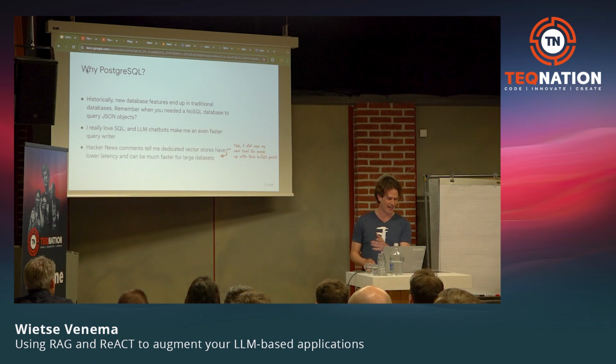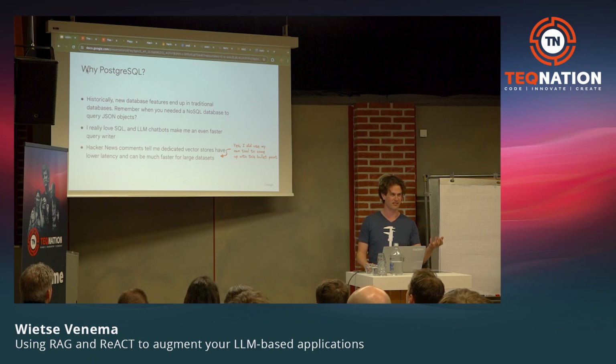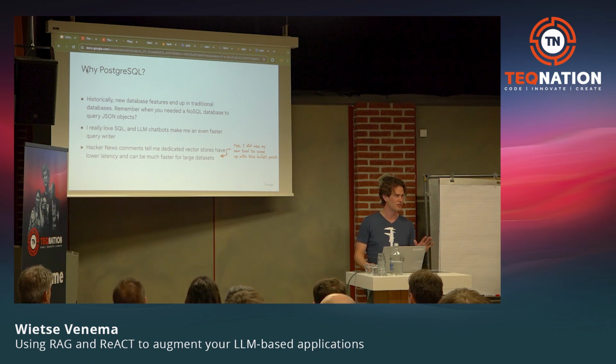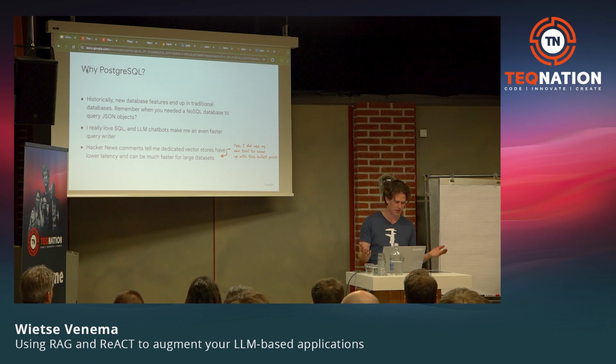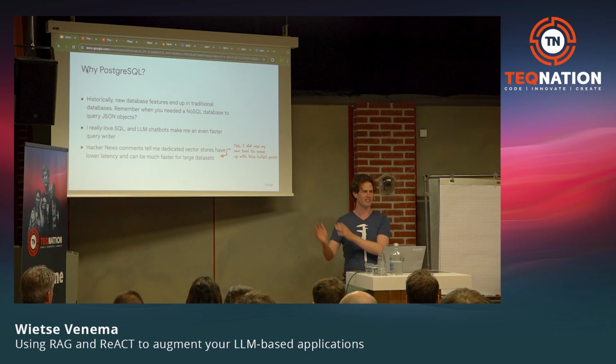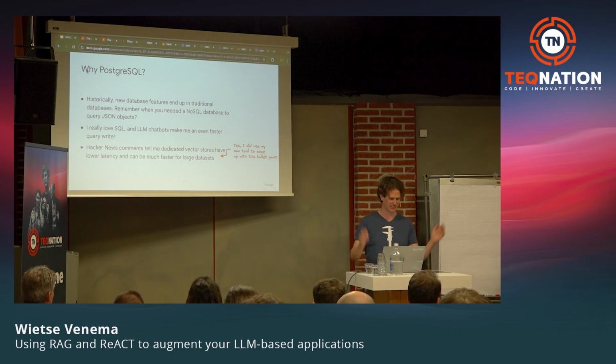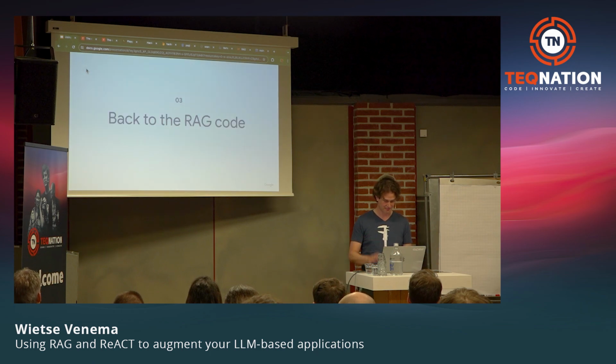And on Hacker News comments, where I used my own tool, they tell me that there are dedicated vector stores like Pinecone, Weaviate. There's a really awesome talk about Weaviate later today by JP. Go listen to it, it's awesome. And they have lower latency and can be much faster for large data sets. But my forward-looking statement is I think it will eventually converge and Postgres will do everything. But I might be wrong.